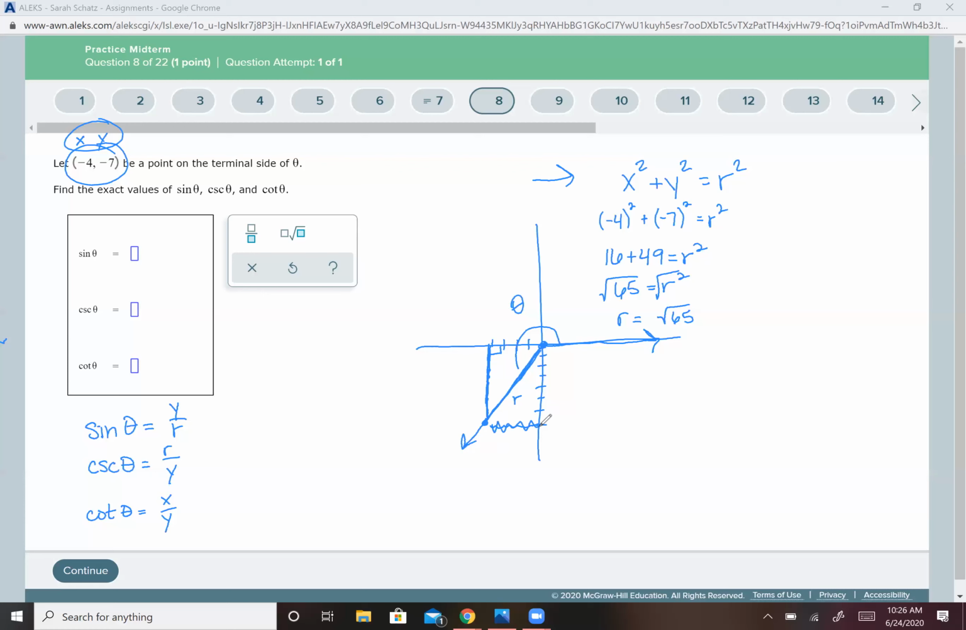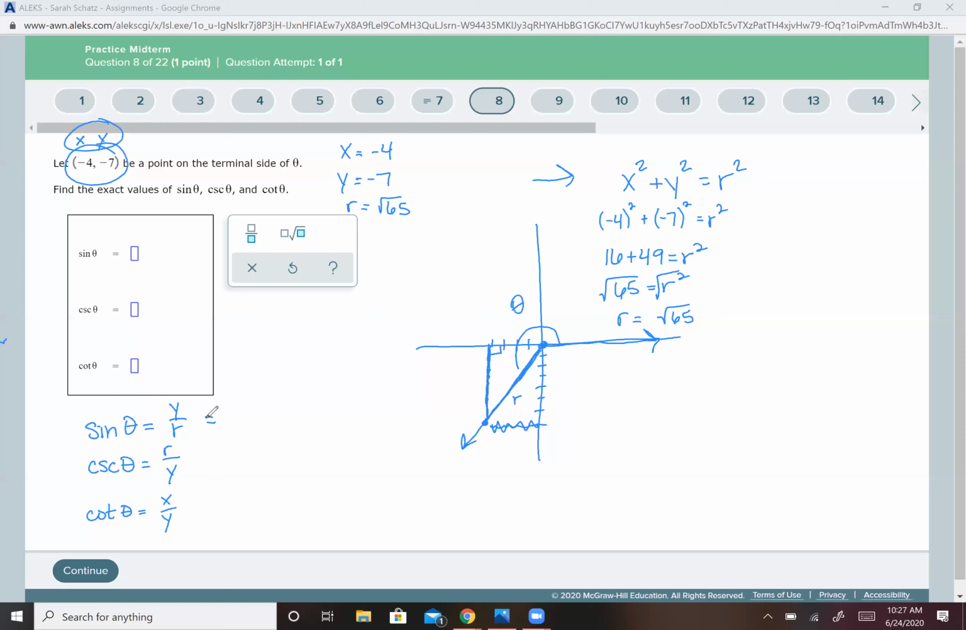So anyway, we have r equals the square root of 65. You would definitely try to reduce that root if you could, but this one doesn't reduce, so we're going to leave it as root 65. So if x is -4, y is -7, and r is root 65, we can find these answers here.